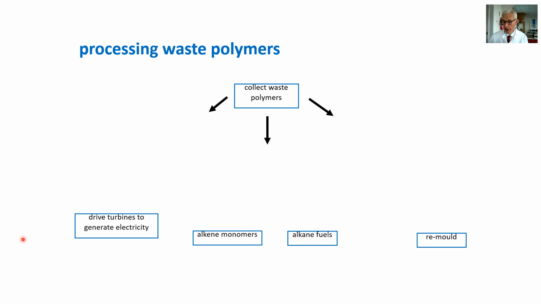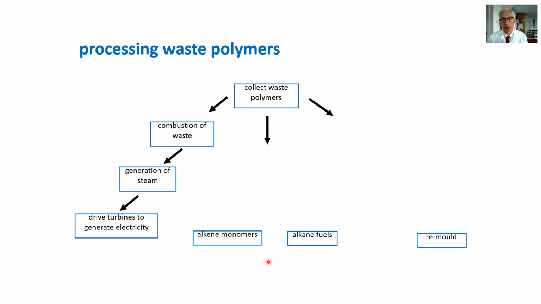Okay, I'm going to reveal the steps involved. Firstly, the combustion of the waste polymer. Secondly, the generation of steam, which is then used to drive turbines to generate electricity. Let's have a look at the second outcome for the collection of waste polymers, which is alkene monomers and alkane fuels. Could you write down the steps between the collection of waste polymers and that outcome? Pause the video, think hard, and come up with the intermediate steps.